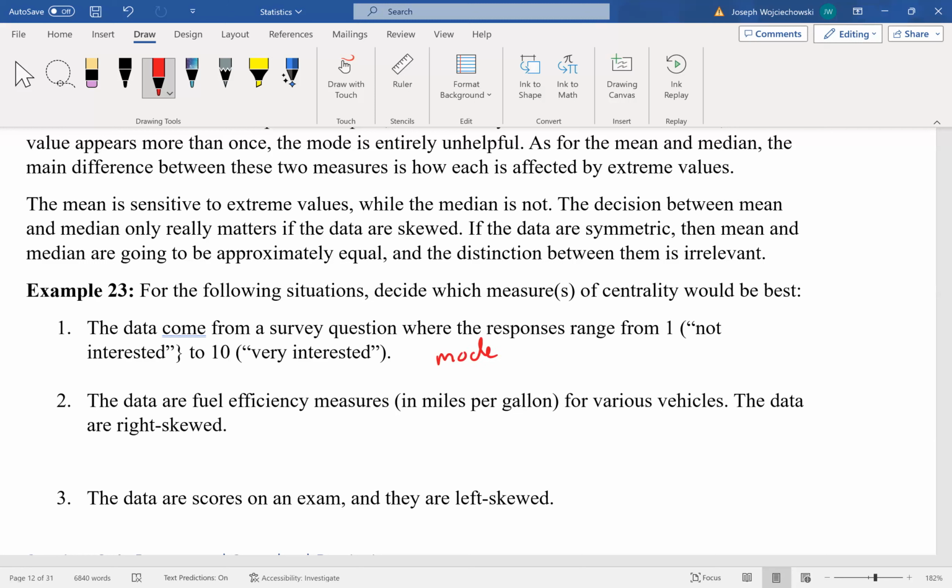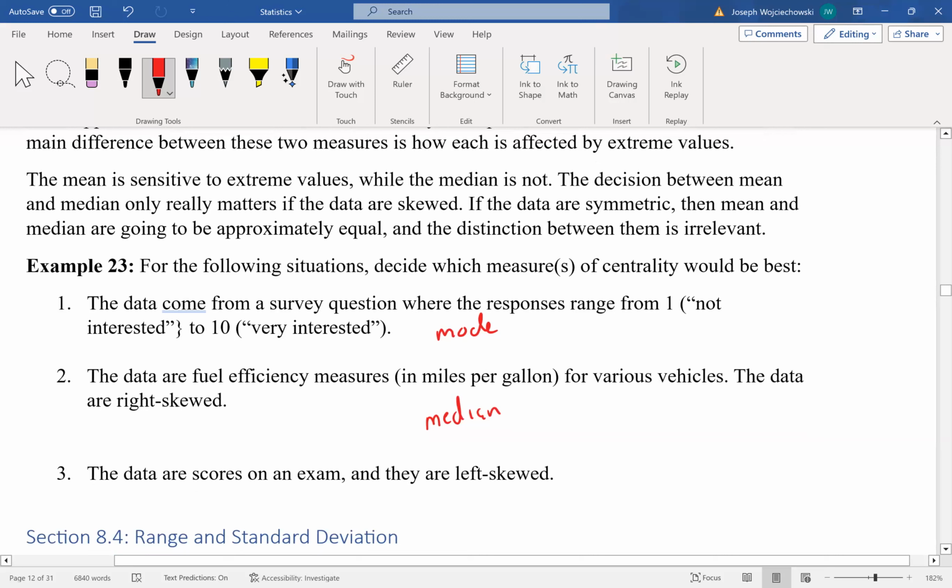Data are fuel efficiency measures in miles per gallon for various vehicles. It's right skewed. We have something skewed now. When we have something skewed, that means there's more values on one side than the other, and that's going to throw off a mean. So we would probably use a median in this case. Same here. The data are scores on an exam and are left skewed. Again, probably going to want to use the median.